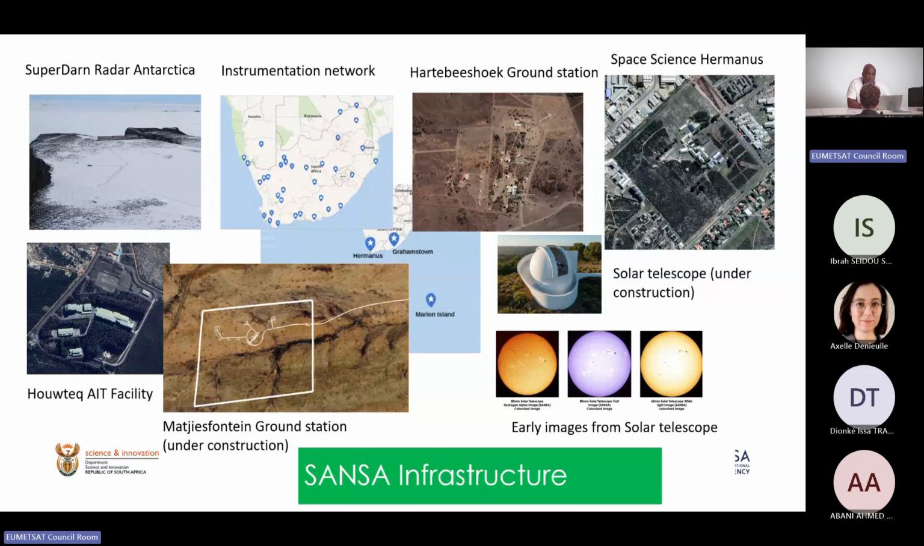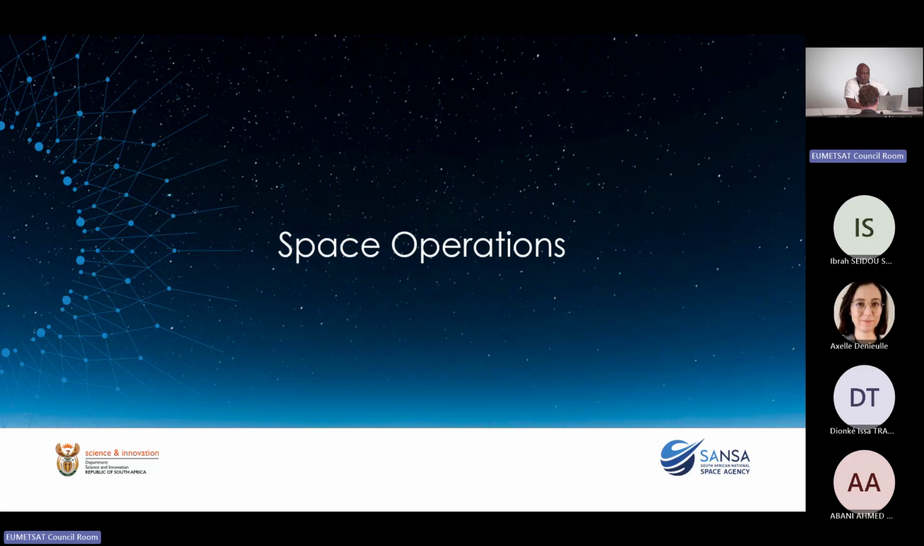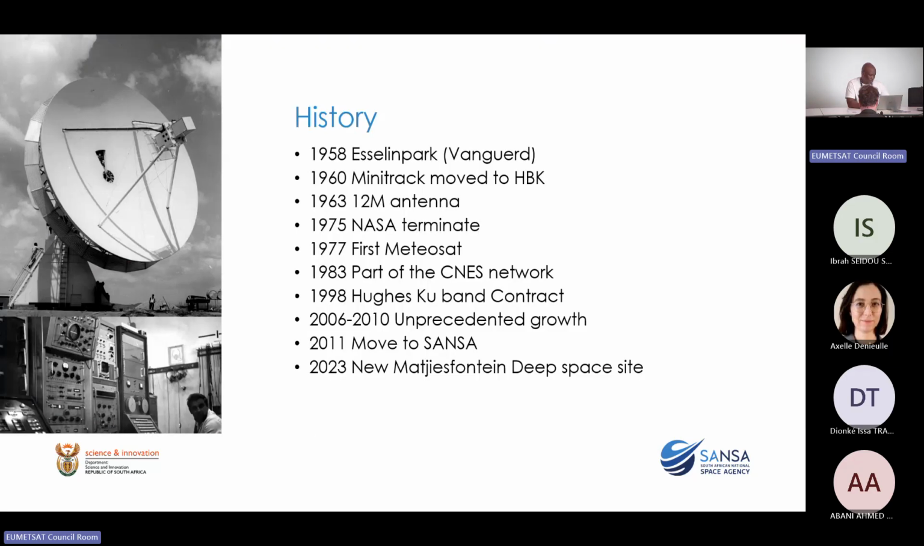So these are some of the infrastructures that we have. They are all operational and still developing as well. Space operations has a very long history, since 1958 up to 2023. As it evolved, the names changed, up until now we have SANSA.